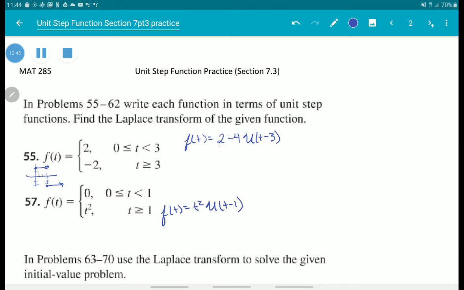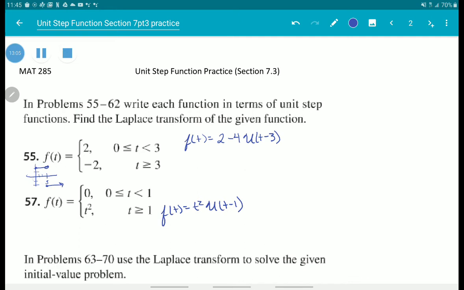So it starts at 2. And then it's going to jump down 4 units. So that's where that minus 4 is coming from. If I were to turn this on at 3, remember this guy's going to take on a value of 1. So then I'm going to have 2 minus 4, which is going to give me that negative 2 that I need here for that output.